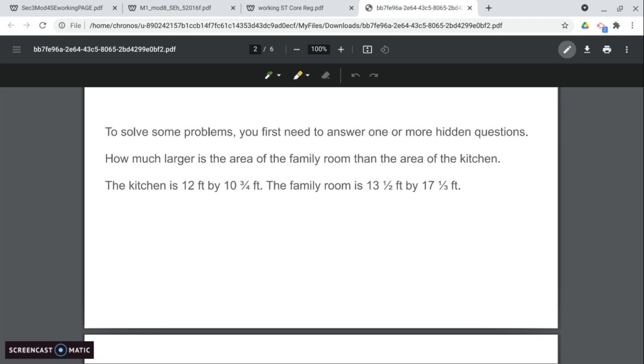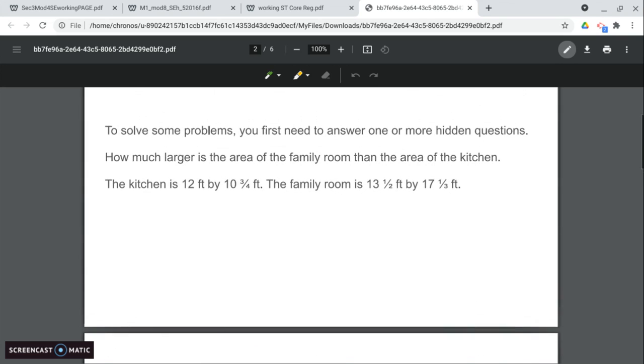So first thing we need to do is figure out what we are looking to find. We're looking to find how much larger the family room is than the kitchen. So what are the hidden questions? Well, we need to know the area of the family room and the area of the kitchen. So for the kitchen, we have 12 times, let's make our 10 and 3/4 an improper fraction.